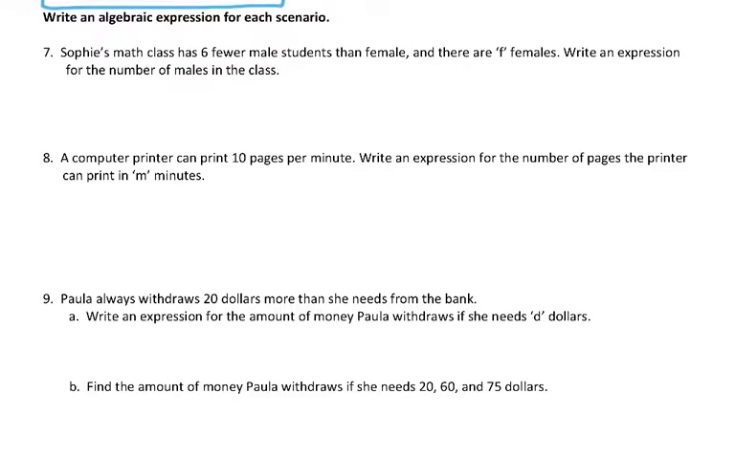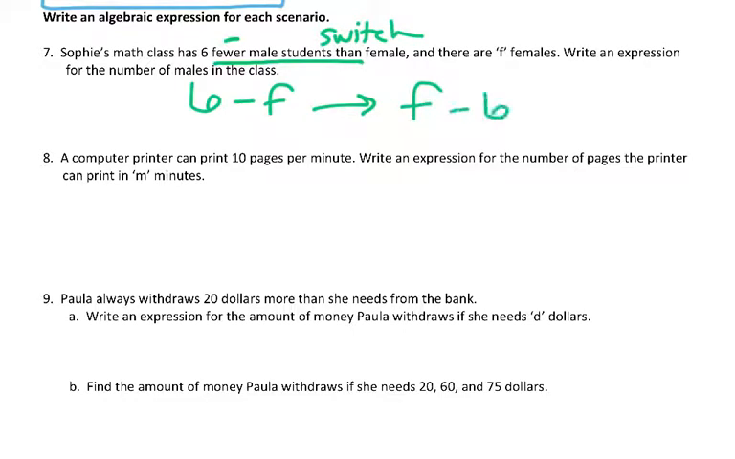So again, we see 6, but we see fewer than, and so again, fewer makes you think less, but than means that you need to switch the order. So as much as we think 6 minus female is going to be the amount of male, it's actually female, whatever the total number of females. If we take away 6, that's how many males there would be. So again, this one is flipped because of the word than. We want to flip them around.